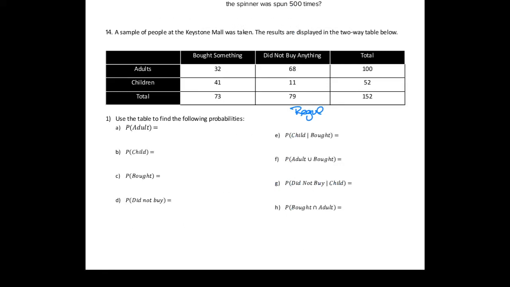Regular probability, you should know that the denominator is always going to be what number? The denominator is always going to be what number if you are talking about regular probability? The total, yes.